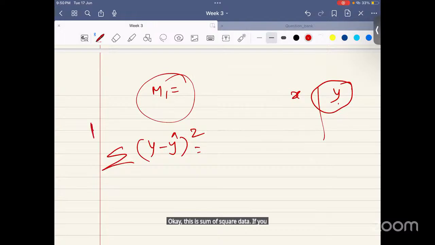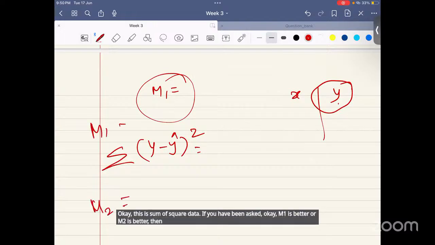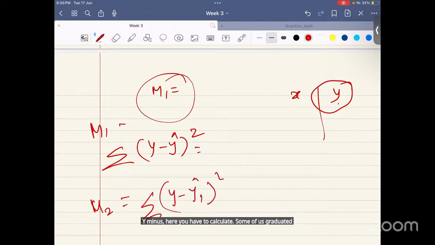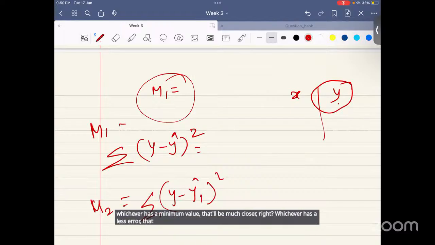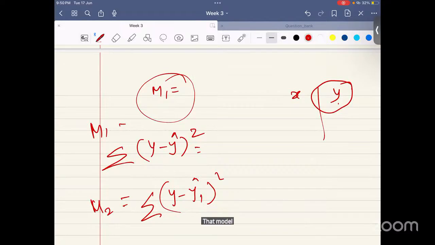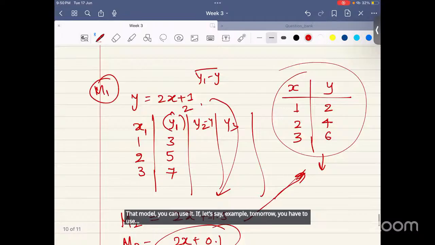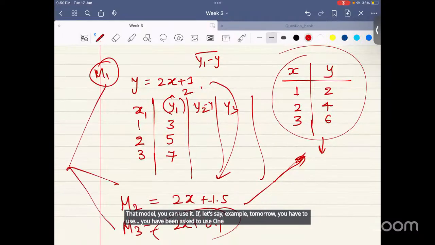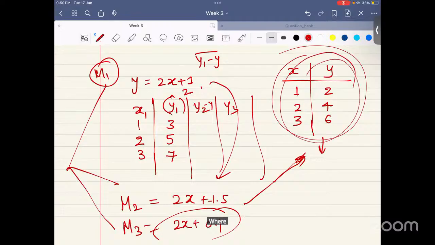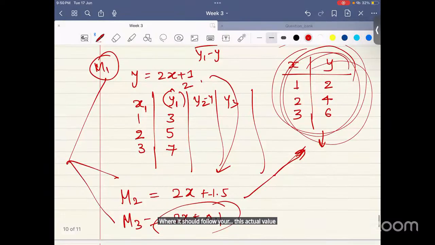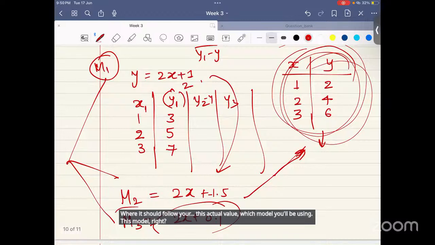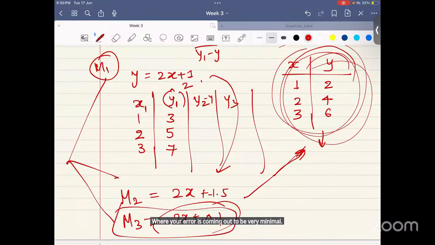If you have been asked whether m1 is better or m2 is better, then you have to calculate it for both. You calculate the sum of square error for this, and whichever has the minimum value will be much closer. Whichever has less error is closer to your actual value. That model, you can use it. For example, tomorrow if you have been asked to use one of three models, where it should follow your actual value, which model will you use? This model, where your error comes out to be very minimal. Are you getting me or not?